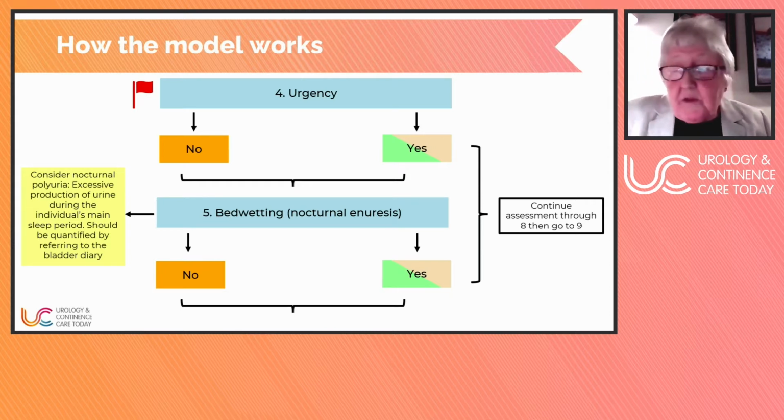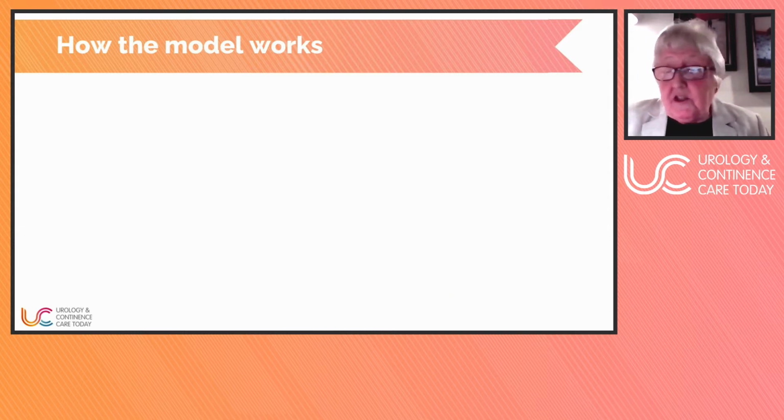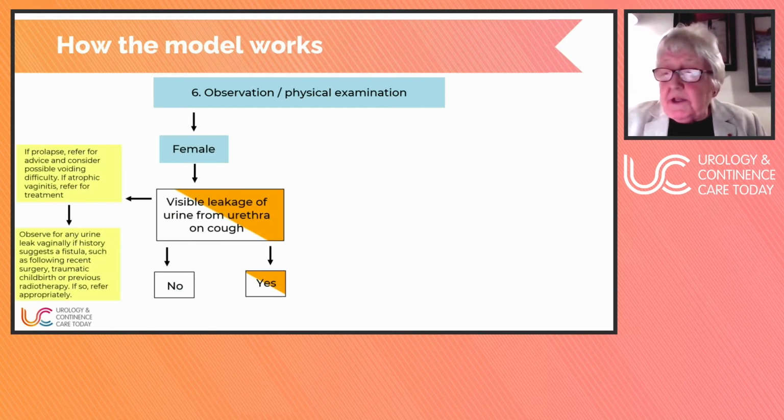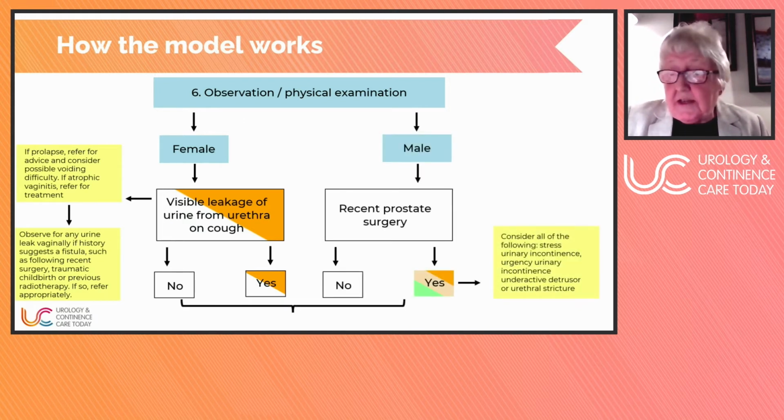The next step is that of observation or physical examination. Examination is carried out within the competencies of the assessor and includes informed patient consent and the offer of a chaperone, in line with local and national guidelines. This may include vaginal examination in the female, including the assessment of the strength of the pelvic floor contraction, and rectal examination in the male patient to assess the size and texture of the prostate gland.